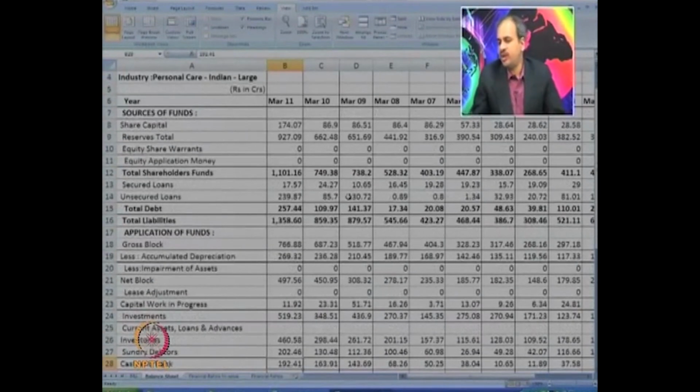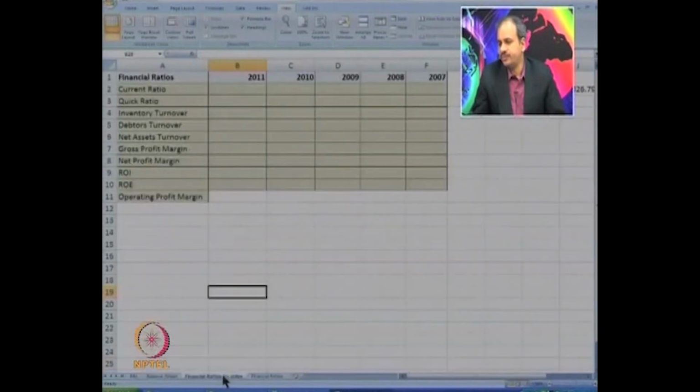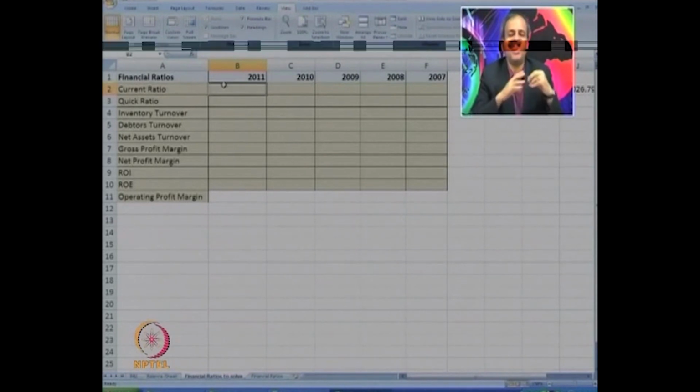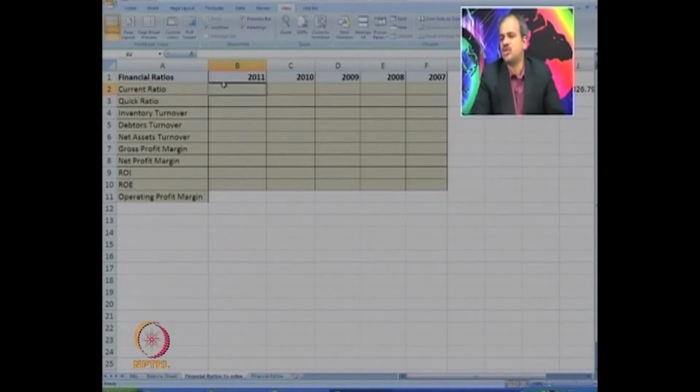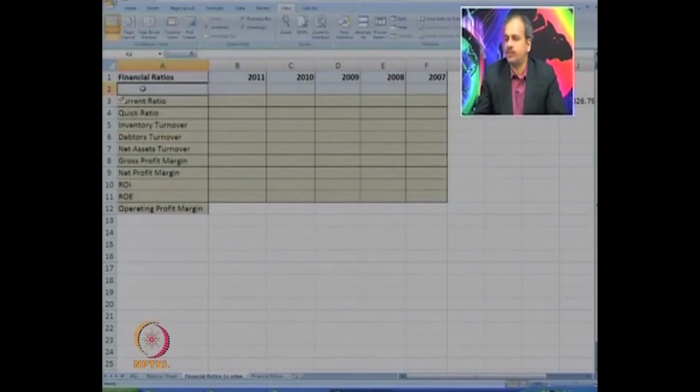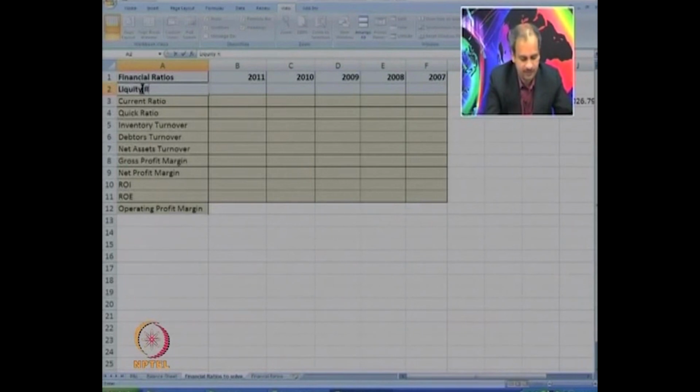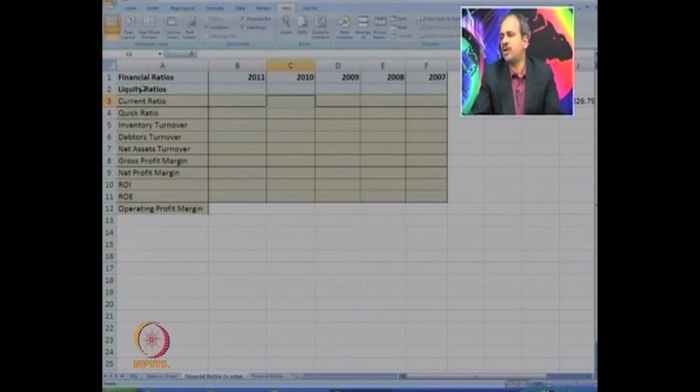Now, let us try to calculate the ratios. I have tried to take only a limited set of ratios, because now a number of ratios can be calculated, but we will try to do some important ratios, and if there is time we will try to do some more. As far as liquidity is concerned, the most important ratio is the current ratio. I will add the heading for more clarity. So, liquidity ratios: the important ratio is the current ratio.